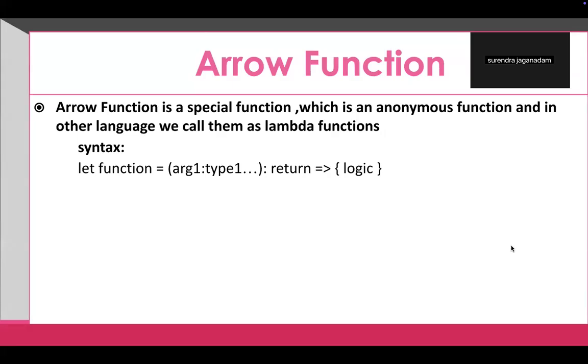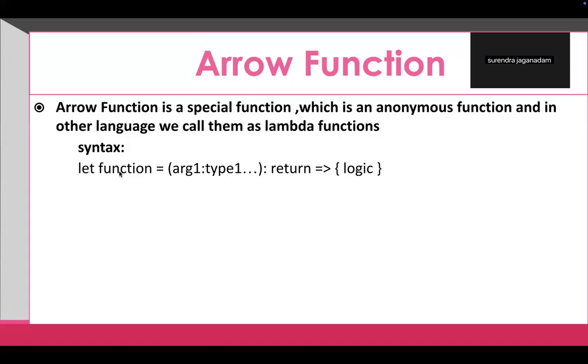Guys, as part of today's session, we are going to talk about the arrow function. What exactly is the significance of this arrow function? It's a special function, which we can call an anonymous function. In any other programming language, an arrow function is called a lambda function. A function without any name is an anonymous function or a lambda function.